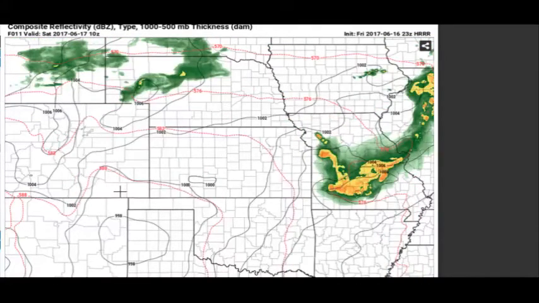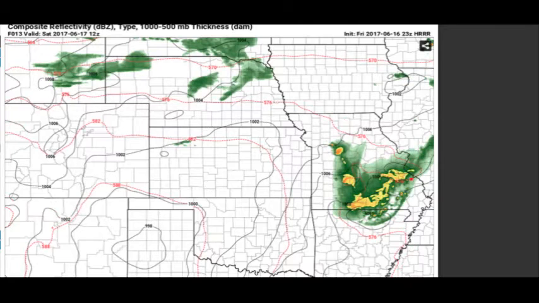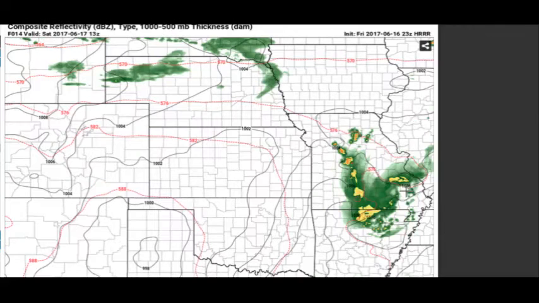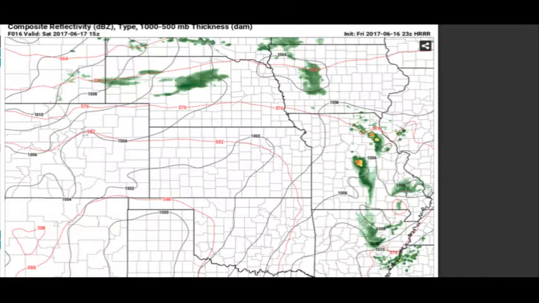Moving into St. Louis around 5 a.m. and down through Springfield around then. And looks very outflowish, so I'm not going to expect too much severe weather with that. And it's pretty much gone there at about 9 or 10 in the morning.